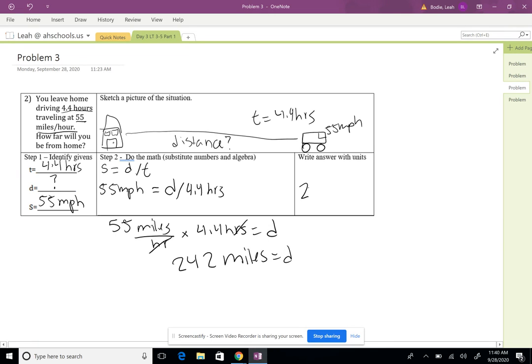So again, we'll write it in this last box, 242 miles. So again, that's where we had to do a little bit of algebra there. We had to multiply our 4.4 here to both sides. So that way we could get the distance by itself.